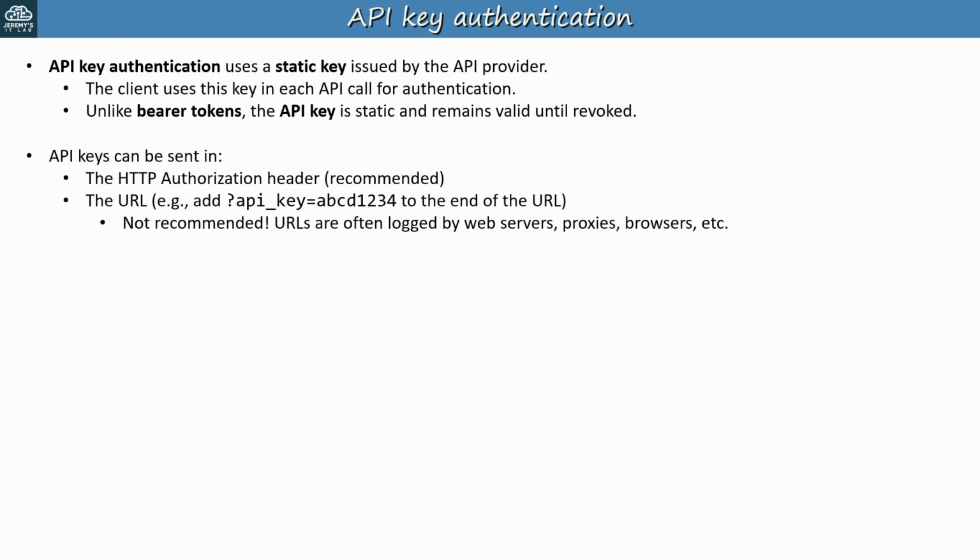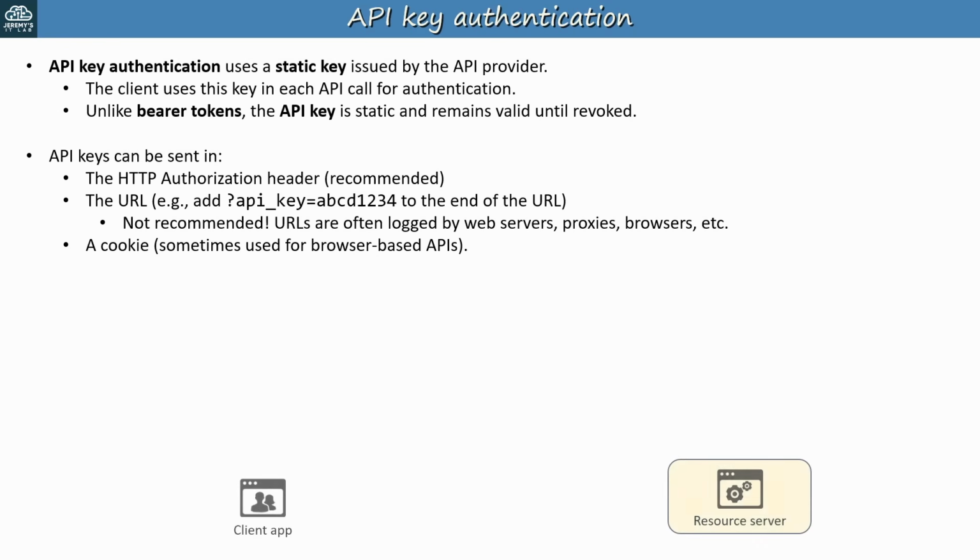One being that since URLs are often logged by web servers, proxies, and browsers, API keys included in URLs can be exposed in logs, making them vulnerable to attackers. And a third option is to send the API key as a cookie, which is sometimes used for browser-based APIs. But in any case, the recommended method is to include the key in the authorization header. Let's see what it looks like.